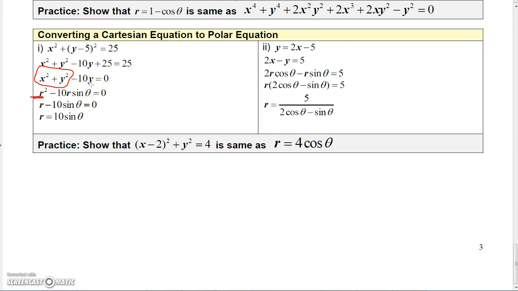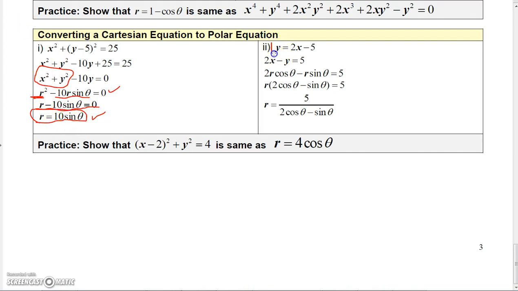And then remember, y is r sine theta. So we get r squared minus 10r sine theta equals 0. But actually, we can divide all these terms by r, as long as r is not 0. And we get r minus 10 sine theta equals 0. So r equals 10 sine theta is a much nicer form than leaving it like this. It is actually a circle with the center at x equals 0 and y equals 5, and with radius 5.